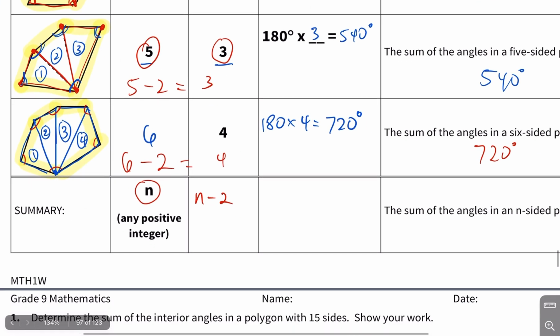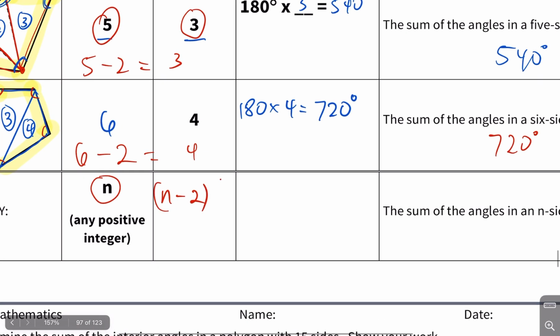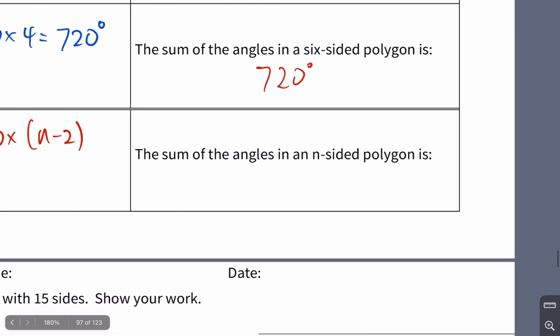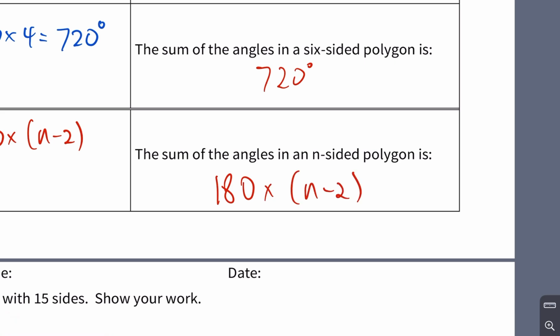Okay? So if you have n minus 2 triangles and each triangle is 180 degrees, then 180 times n minus 2 is going to give you the sum of all the angles inside your shape. Okay? So that's a new formula for us. The sum of the angles inside any n-sided polygon is 180 times n minus 2.